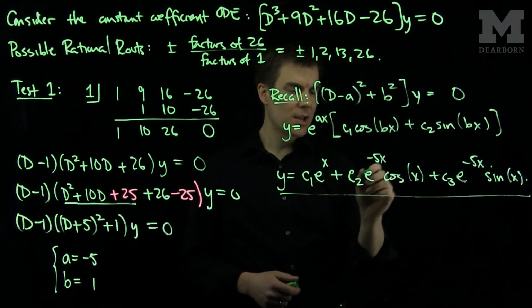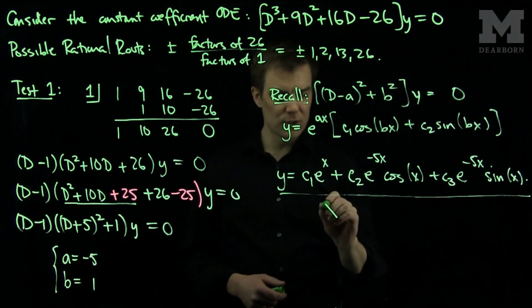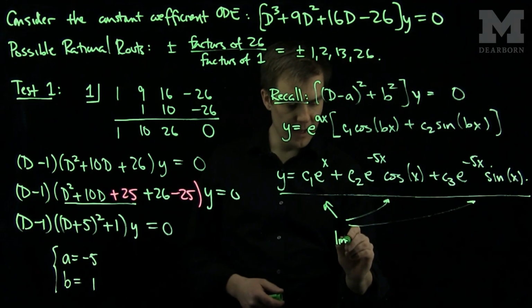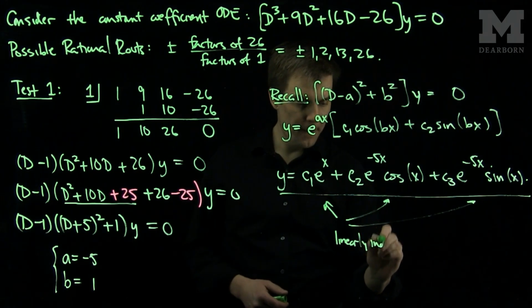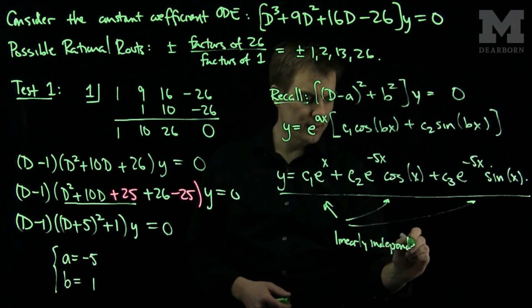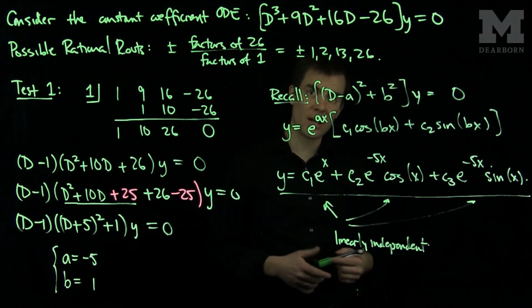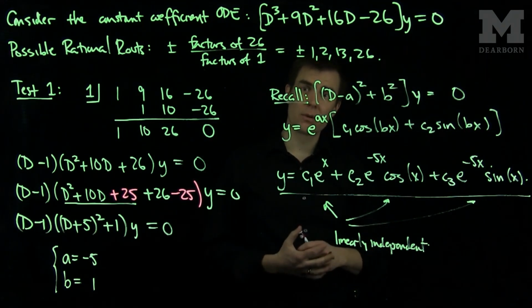And that is the general solution of our differential equation, because we can check that these functions, this exponential e to the x and these 2 functions over here, these 3 functions can be seen to be linearly independent. And we can apply our main theorem that says if I have 3 linearly independent solutions to a third order constant coefficient ODE, a linear combination of them will be the general solution.